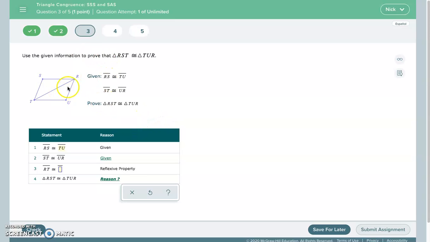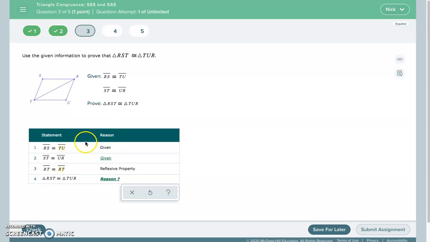Now this is a common scenario where you use something called the reflexive property. The reflexive property, in a nutshell, does one of two things. It either says that a number is equal to itself, or that a shape is congruent to itself. So if I'm using the reflexive property, it's saying that RT has to be congruent to RT. It has to be the same thing.